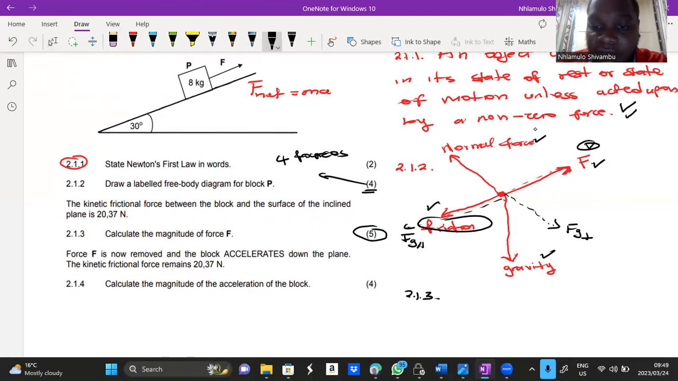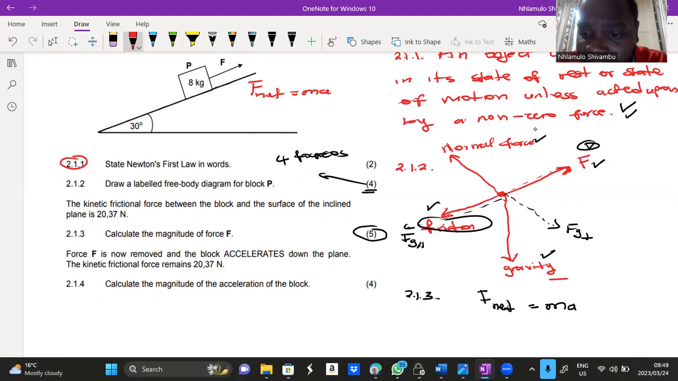So this will be F net equals to ma. And you must always remember that you are dealing with vectors. And if you're dealing with vectors, it means that you must remember to take one direction as positive. So I prefer taking the direction of motion as positive. So it means that in this case, I'm going to take up the incline as positive.